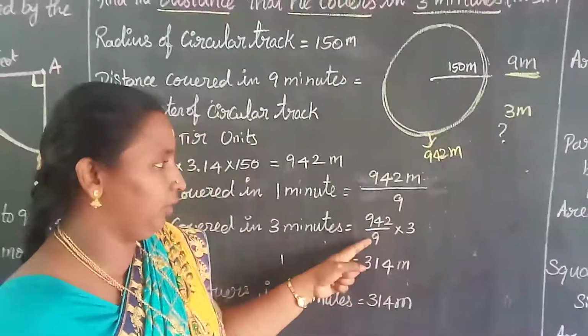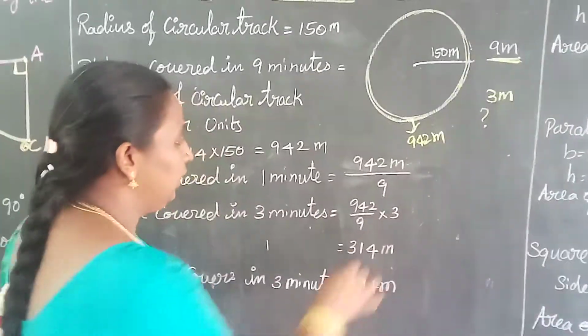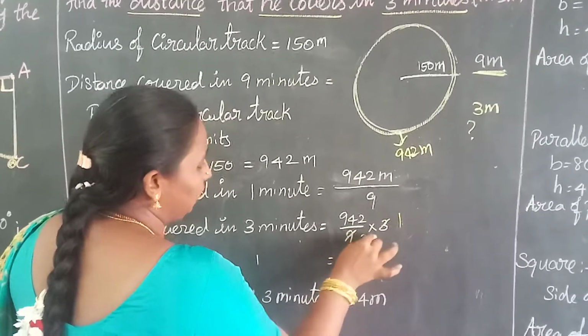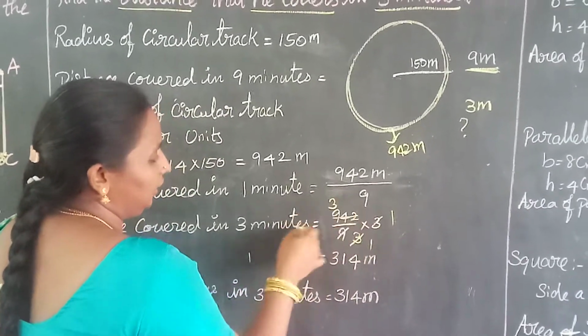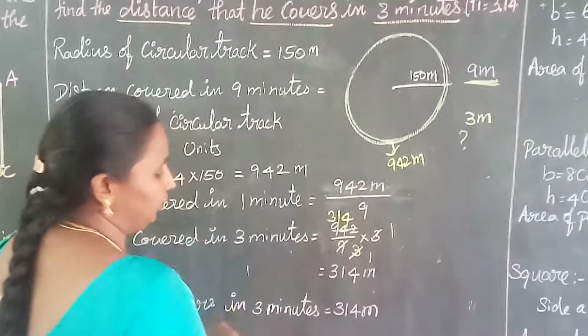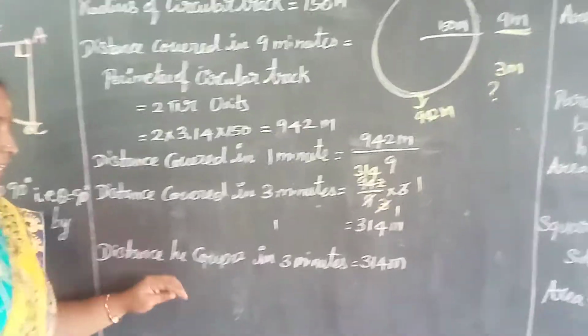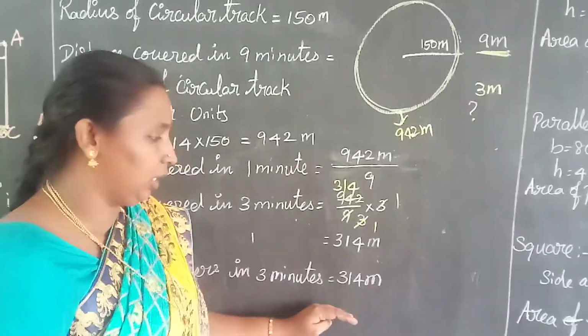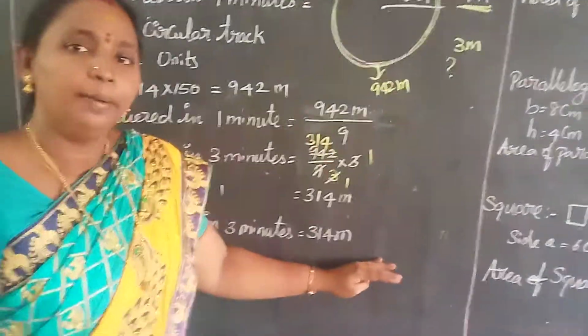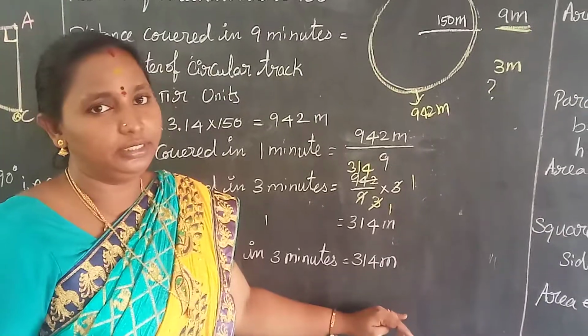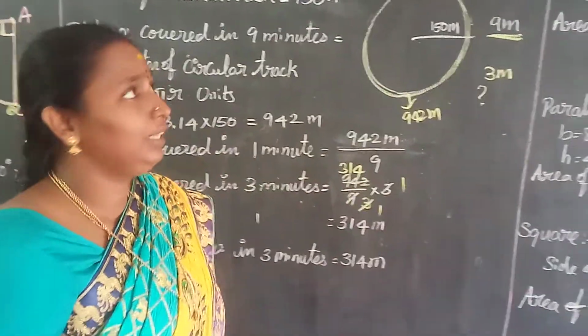So 942 divided by 9 into 3. Cancel: 3 ones are 3, 3 threes are 9, 3 ones are 3, 3 fours are 12. So you will get 314 meter. So distance he covers in 3 minutes is equal to 314 meter. Okay, did you understand this? So next move on to the third sum.